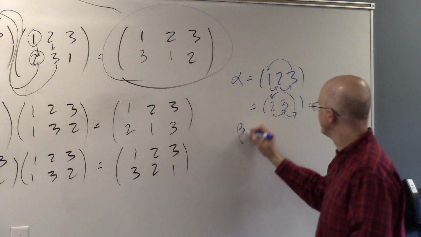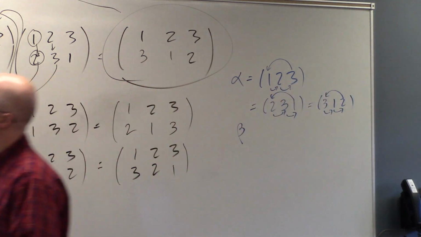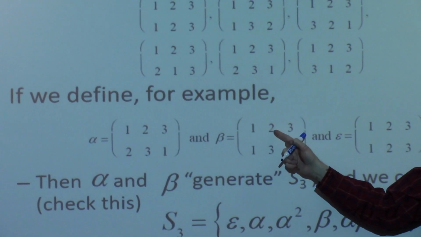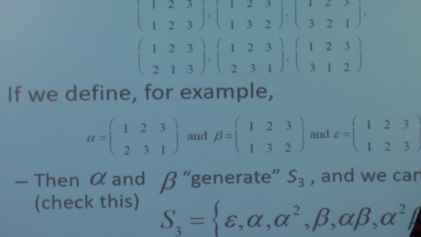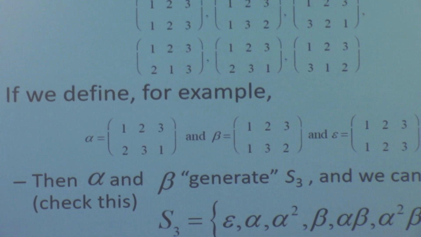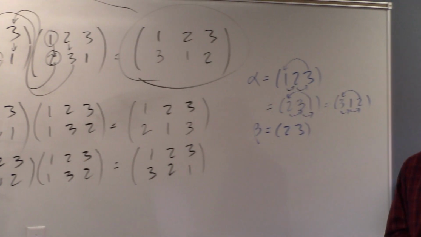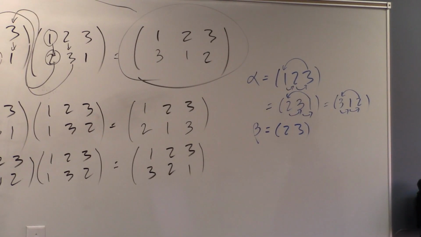With beta, beta maps 1 to 1, so that doesn't cycle, so to speak. 2 gets mapped to 3, 3 gets mapped back to 2. So for the notation for beta, you can just write 2 and 3 in here, and you don't even have to bother writing the 1. When you write that, the 1 is understood to map to itself.